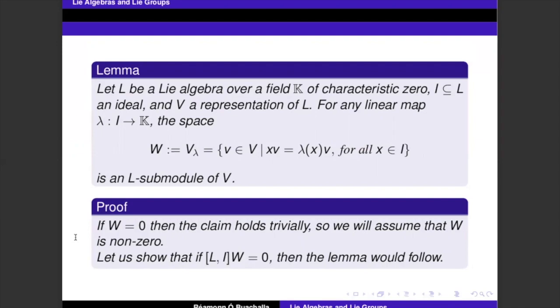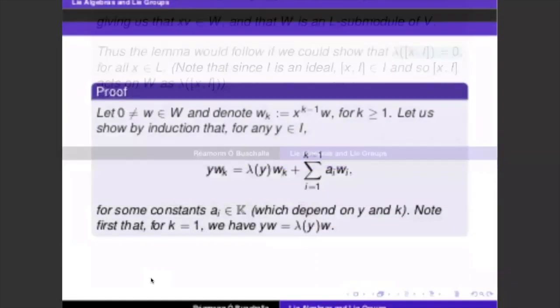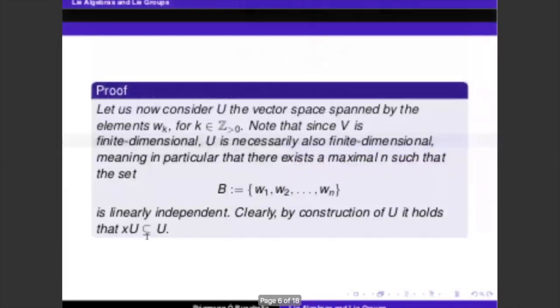We went through a number of steps. First of all, we showed that it was implied by this identity here. Then we observed that that identity held if and only if this was true for all x and y. And then we proved this using an inductive argument.